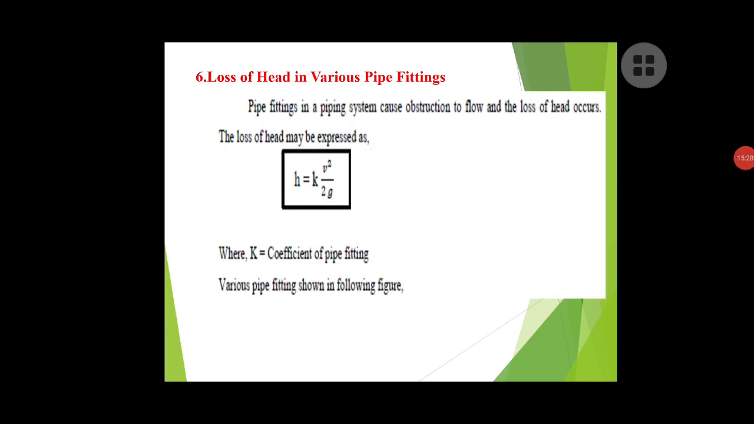Next, loss of head in various pipe fittings. For pipe fittings, which are a case of obstruction, the loss is kV square upon 2g, where K is the coefficient of pipe fitting and V is the velocity of flow, for the various pipe fittings as shown in the figure. So this is the loss of head in various pipe fittings.